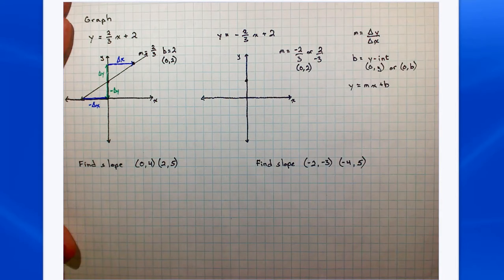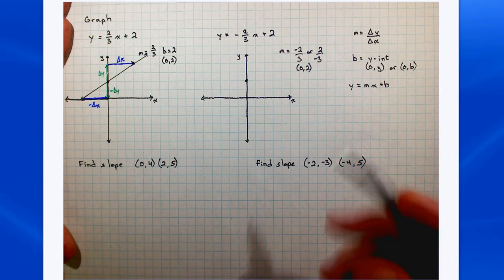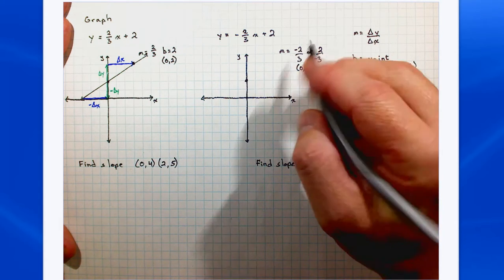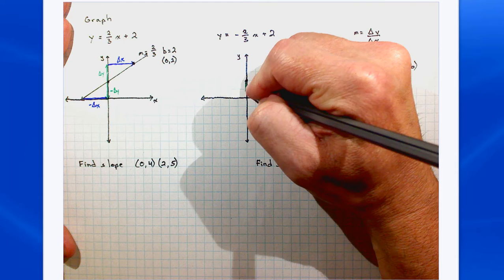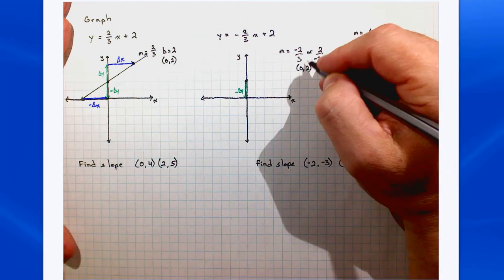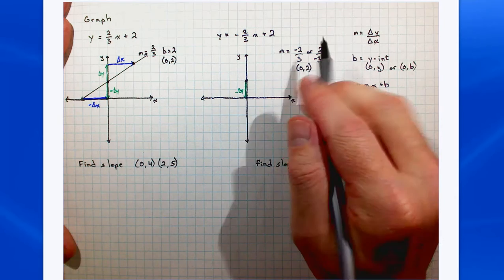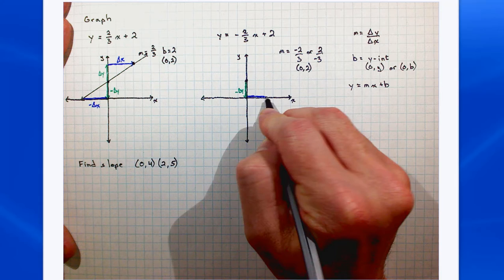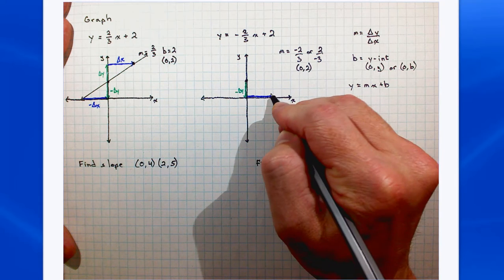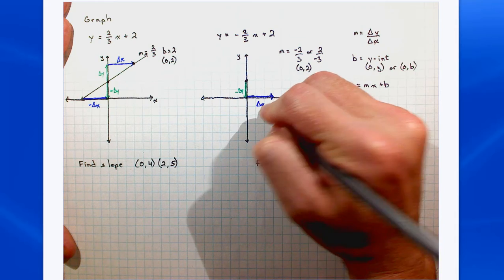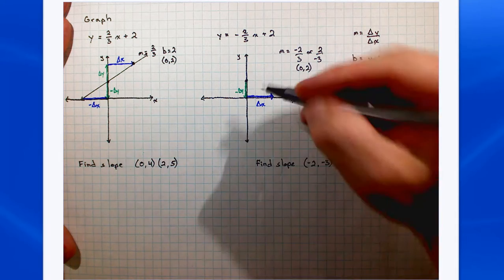There's my point, and I will do this one first. So my change in y is a negative 2, going down, so it's my negative change in y. My change in x is 3. That is a positive change in x. And that is my point right there.